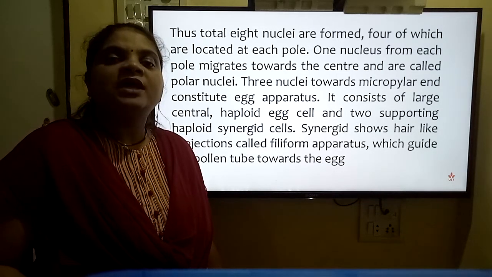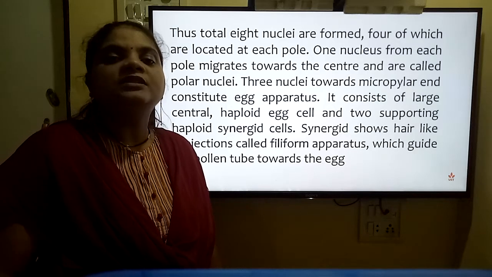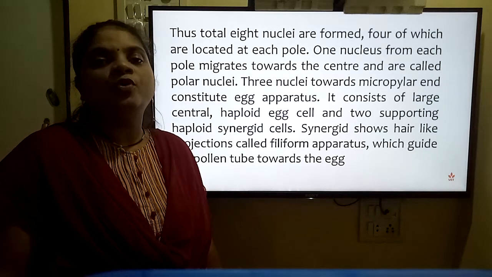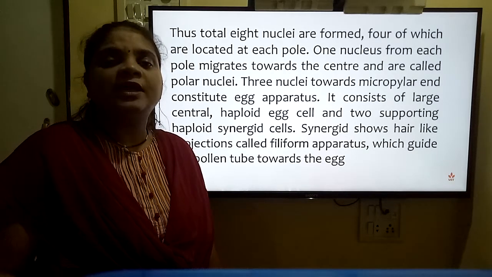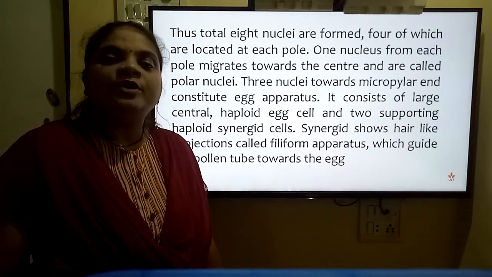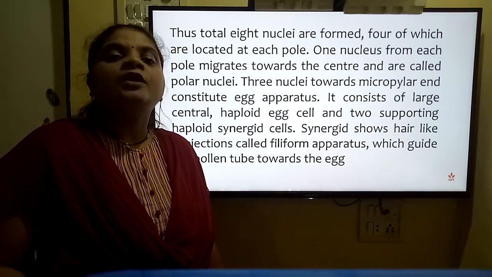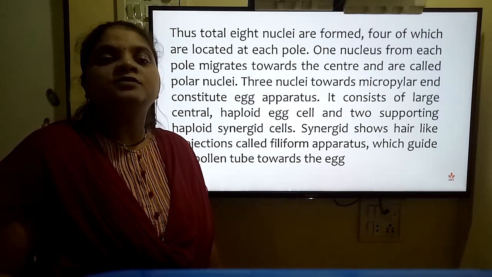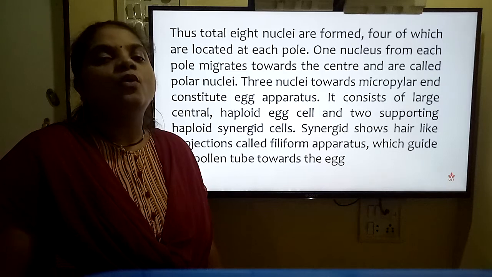This embryo sac develops inside the megaspore, or within the megaspore, so it is called endosporic. Okay, this embryo sac is endosporous. Now we can say that the female gametophyte, or embryo sac, is endosporous, colorless, and embedded inside the ovule.